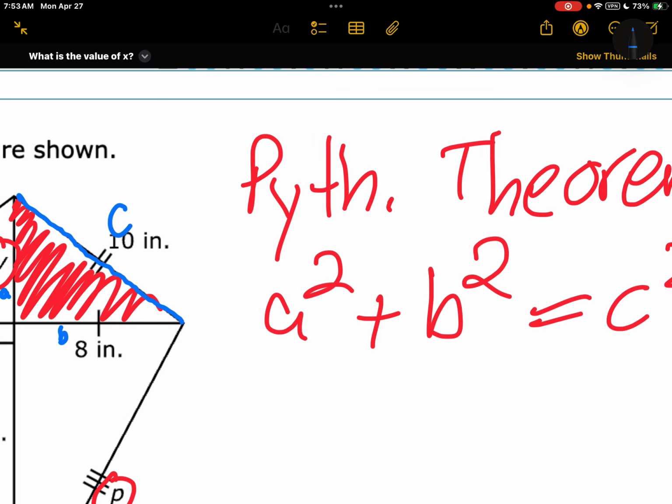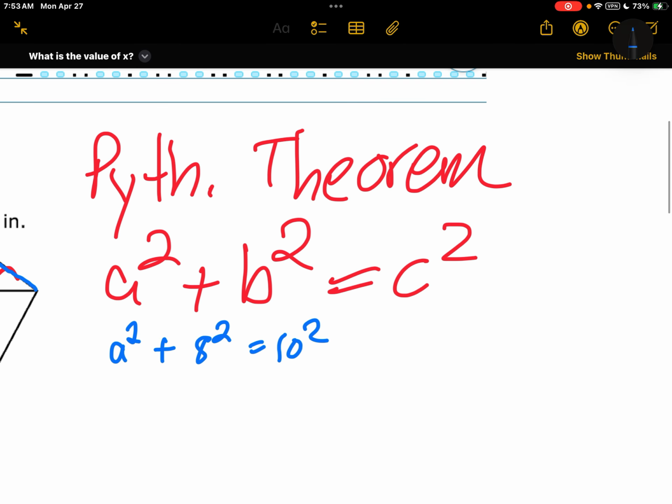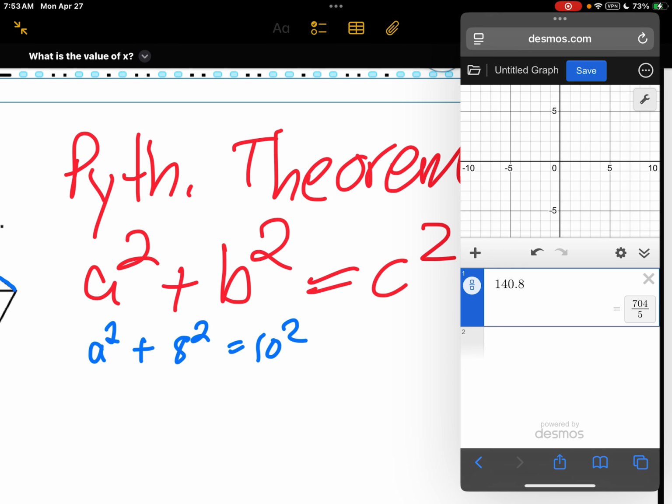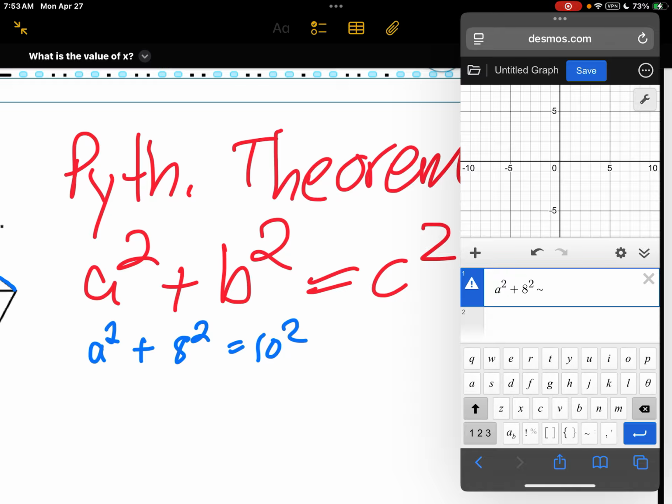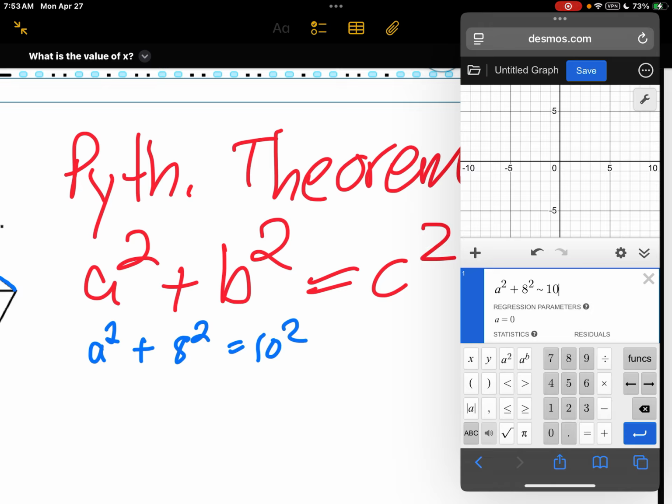So A, I could put 8 if I want to, or just leave it blank. So I will just put A squared first, then plus 8 squared equals, do I know what C is? Yes, C is 10 squared. I'm going to type this into Desmos. Remember, do not hit your equal sign. So A squared plus 8 squared, do not hit the equal sign, hit the squigs. 10, and do not forget when doing Pythagorean theorem, that last thing will need an exponent squared.